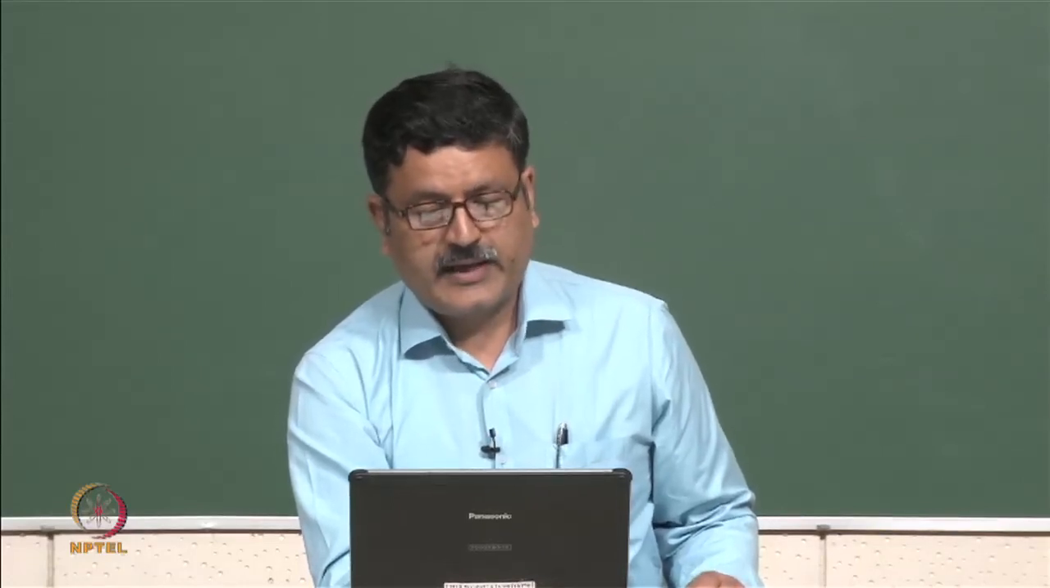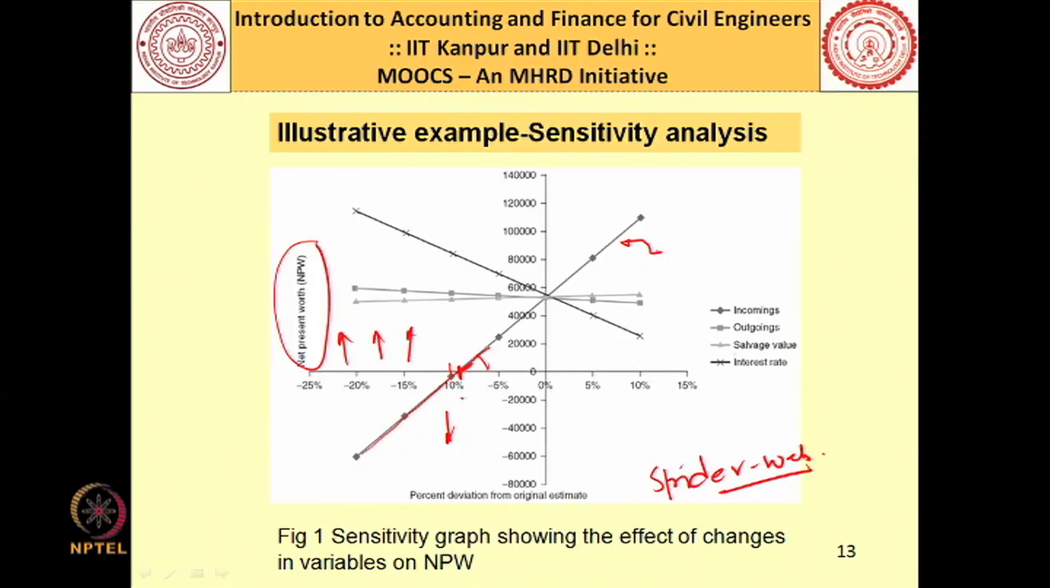This exercise you can carry out for individual variables. For example, this one is for the interest rate. You can see here also the interest rate slope is very steep, so this is also a very sensitive variable. You find that even a slight change in the interest rate, right now it is 12%, you may do this exercise for 10% or for that matter 14% and then see what is happening. You will find that even if there is a slight change in the interest value, your decision changes. But when it comes to these two variables, if you see here, outgoings and salvage value.